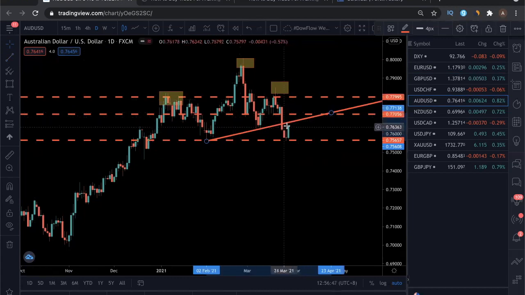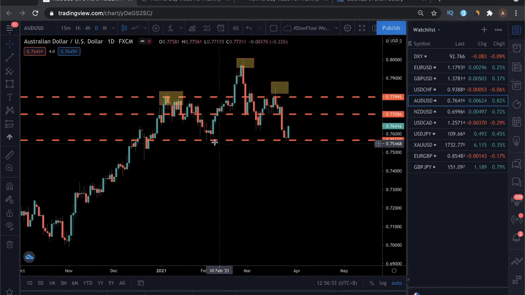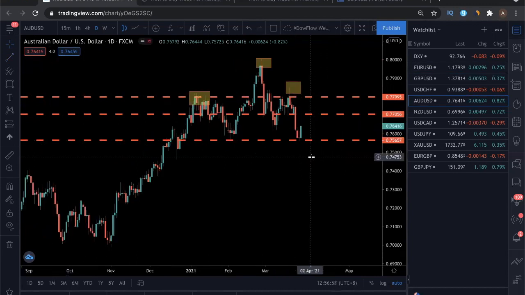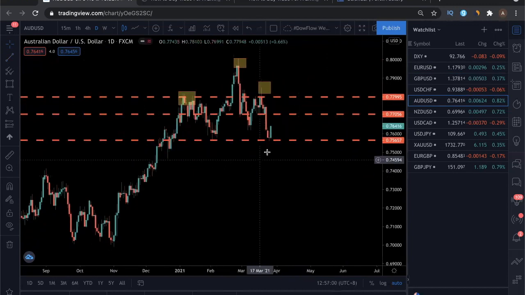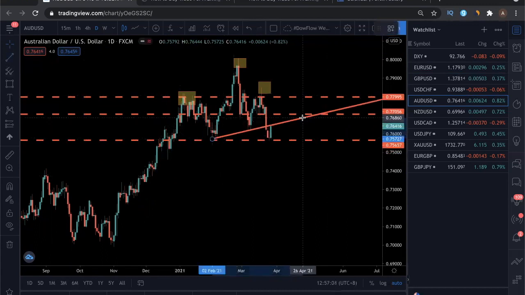But I do not know whether this level will act as resistance or not. We need to see. But one thing is for sure is that this level is holding. You have a very nice bullish engulfing pattern. I would not recommend trading this for this reason because I do not know whether this trend line will hold as resistance or not. And if let's say you buy right here, you could just be buying into resistance.